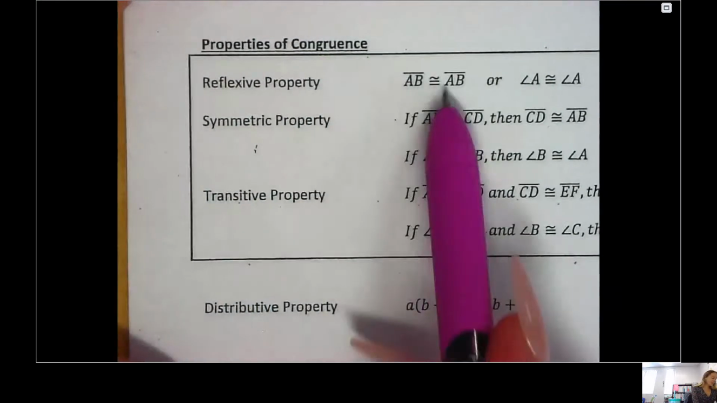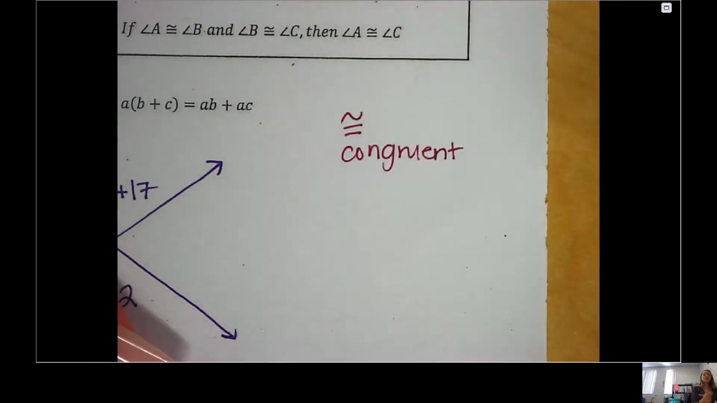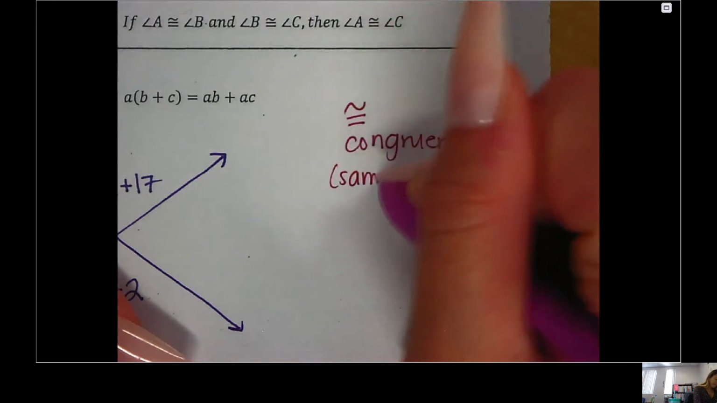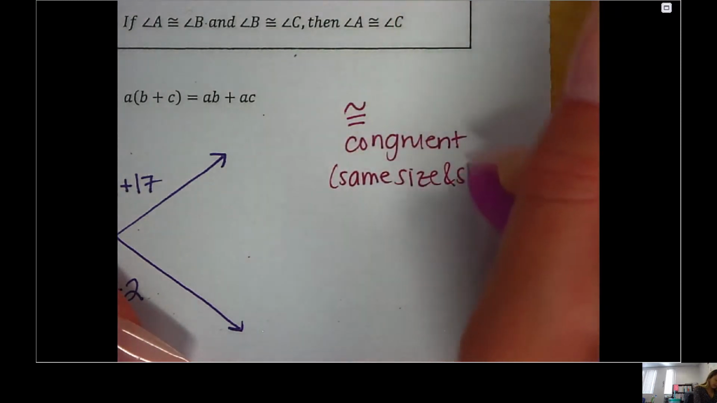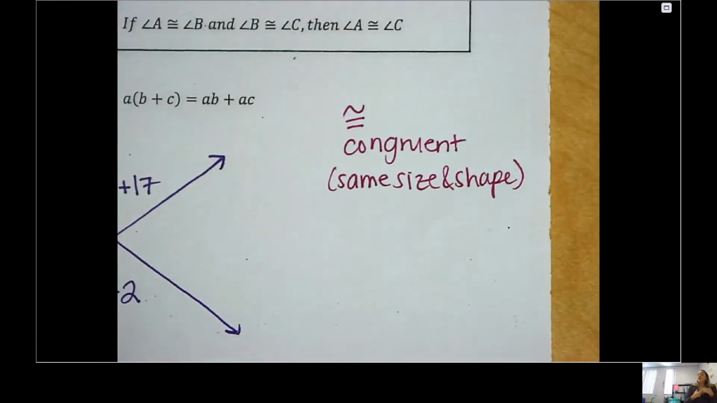This little symbol right here means congruent. Which means same size, same shape. The reason that we have that congruent symbol is because when we're talking about an angle or the shape of something, we're saying that the pieces are congruent. So you can have two angles that are congruent. If they're both 50 degrees, they're congruent.